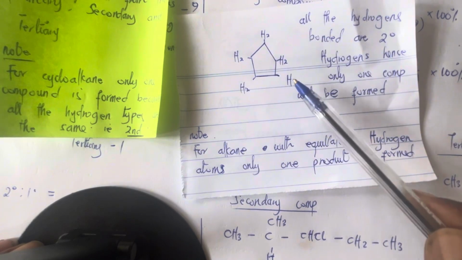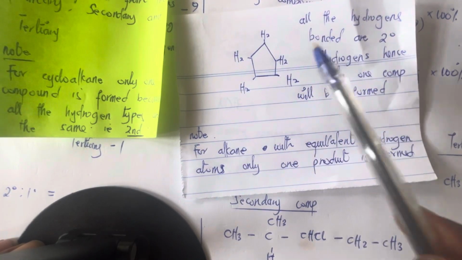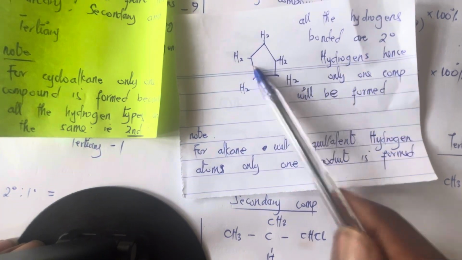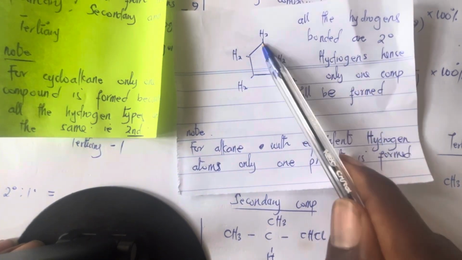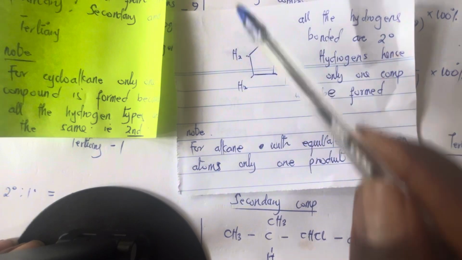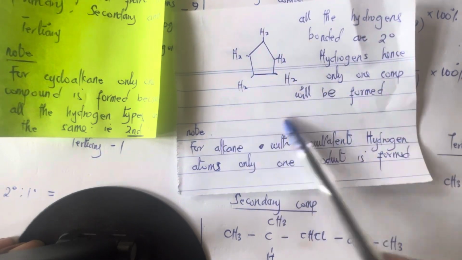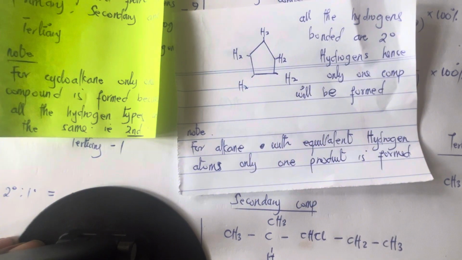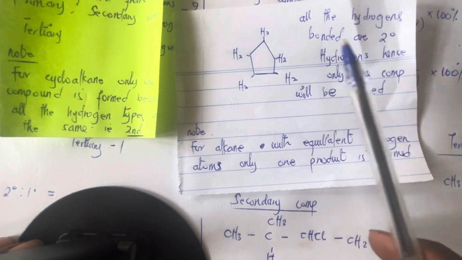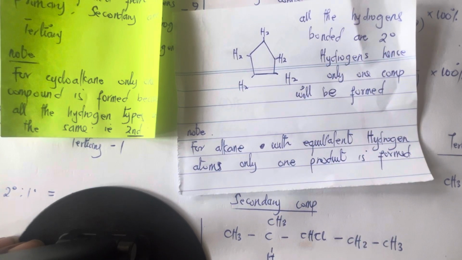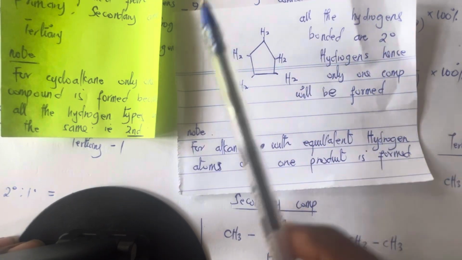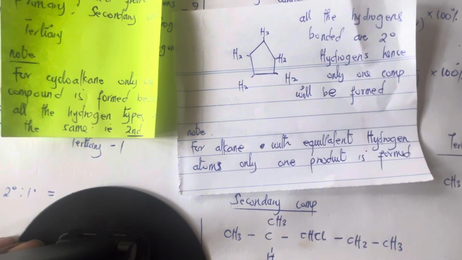No matter the cyclic compound, all the hydrogens that have been bonded to that specific carbon. Here there's a carbon, here there's a carbon, there's a carbon, there's a carbon, there's a carbon, making 5 carbons. Regardless of the number of carbons to give you the cyclo compound, let's say cyclononane, cyclooctane, cyclodecane, and all those, all the hydrogens that have been bonded to it, they are all secondary hydrogens. And all these hydrogens are equivalent, because they are secondary. For that matter, when the cycloalkane compound undergoes chlorination, it yields only one product. It will yield only one product.